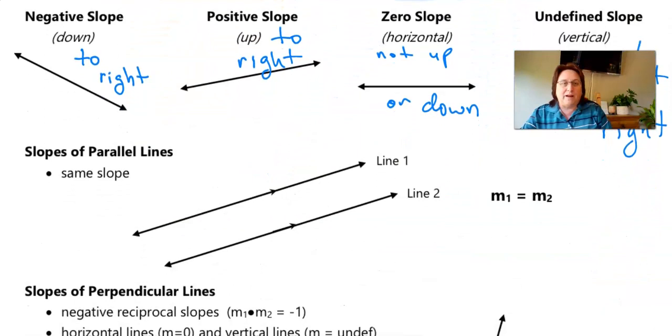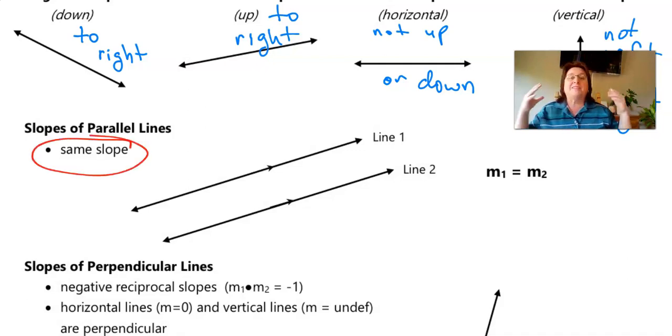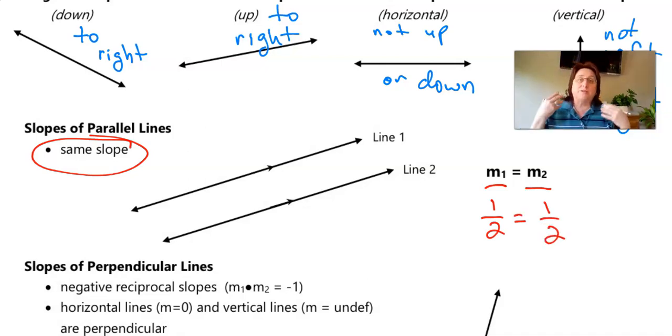Slopes of parallel lines. And some of you may already remember this. Slopes of parallel lines are the same. They have the exact same slope. So we would say that the slope of line 1 equals the slope of line 2. Okay? So if the slope of line 1 is 1/2, then the slope of line 2 is also going to be 1/2. So parallel lines will always, always, always have the same slope.